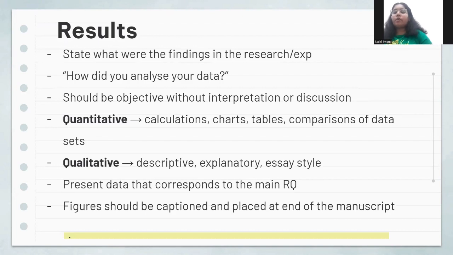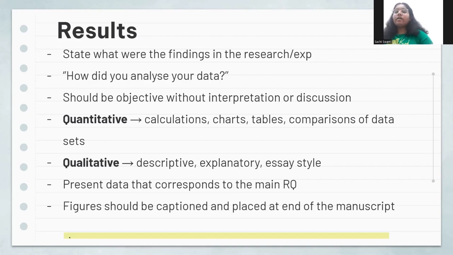But you have to make sure that the results section is objective and you're just mentioning your findings. Also, do not forget that the data should correspond to the main research question. Refrain from really discussing or explaining your results in detail.